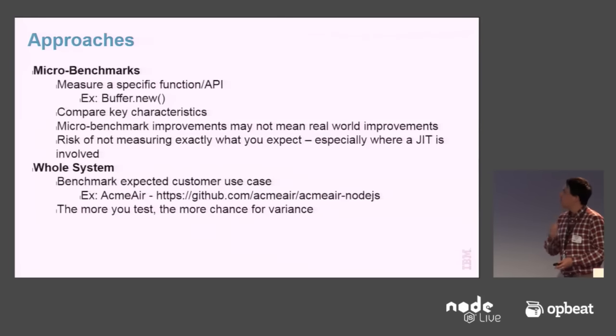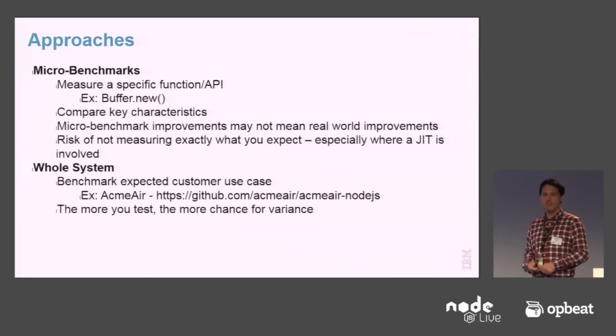So, some different approaches that you may take towards benchmarking. The first approach could be to do some micro benchmarks. So this could be useful if you're implementing a new API or a new function, or you're making some changes to an API or function and you want to see, have your changes made any change to how it performs? These are quite useful for maybe comparing key characteristics.